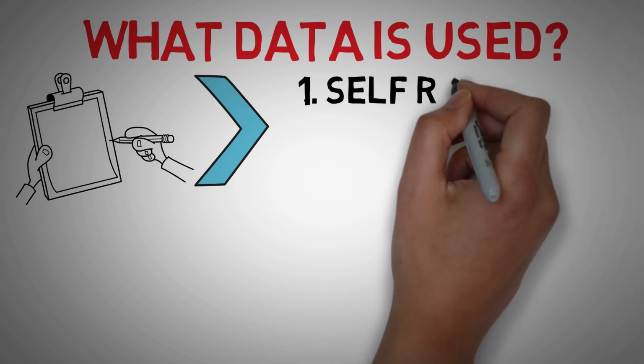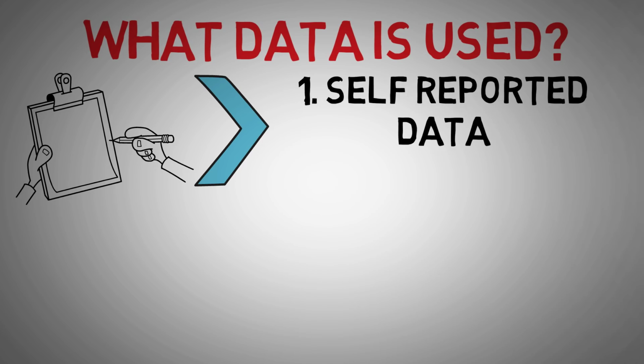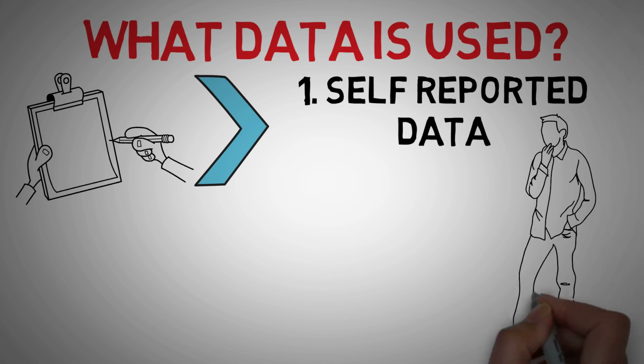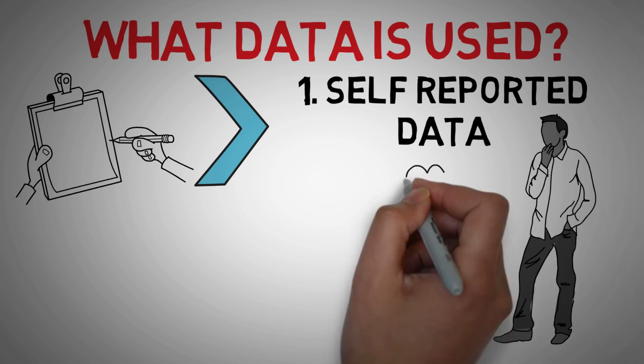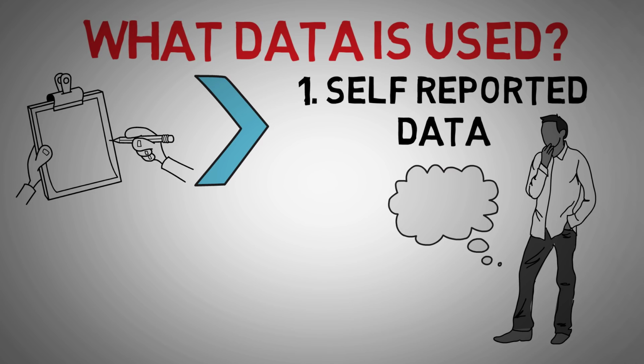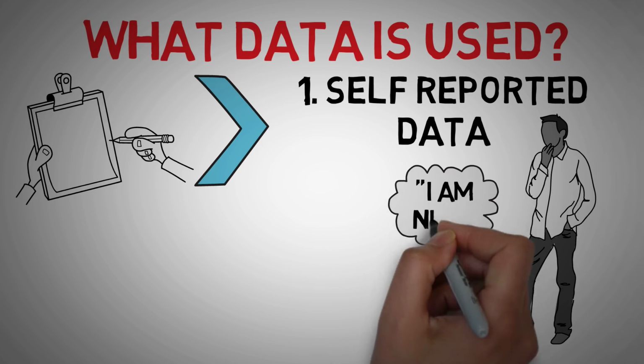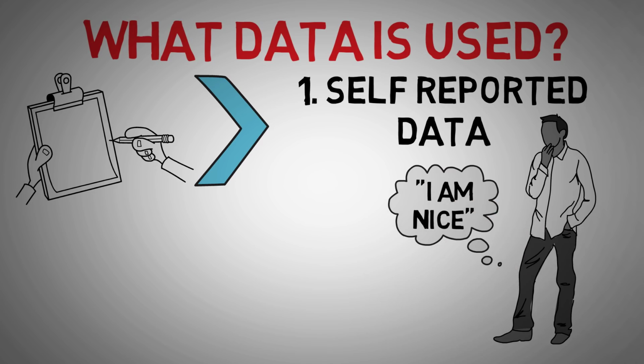The first one is called self-reported data. No one knows you better than you, right? When you're taking a personality test from your bedroom and you have to answer a whole bunch of questions, you're using something called self-reported data. Now, this data may sound like, I always put others ahead of myself. Or maybe you score a 5 for, I tend to get sentimental, even with people I've just met.